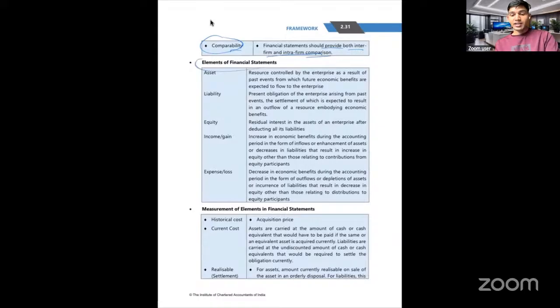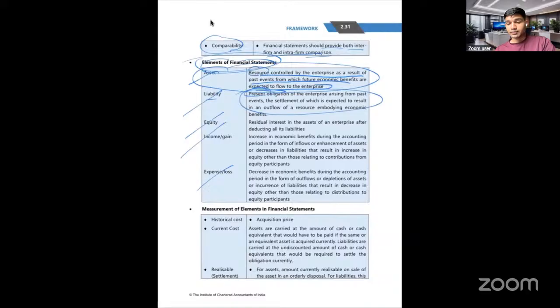Then we have seen the elements of the financial statement: assets, liability, equity, income or gain, and expense or loss. To summarize, an asset is a resource controlled by the enterprise as a result of a past event from which future economic benefits are expected to flow to the enterprise, whereas a liability is the present obligation of the enterprise arising from a past event, the settlement of which is expected to result in an outflow of resources embodying economic benefits. Then equity.